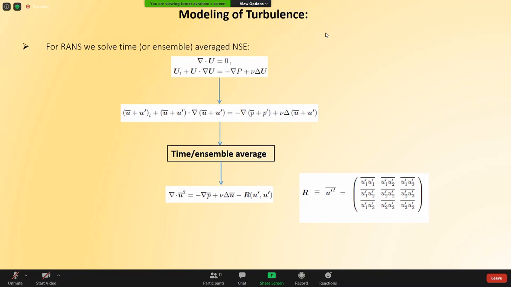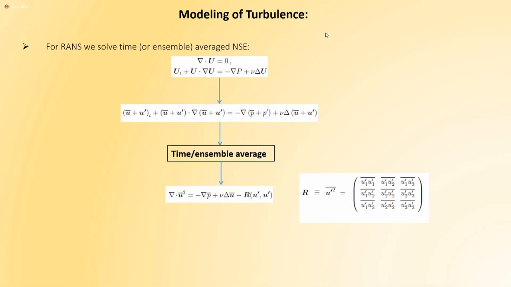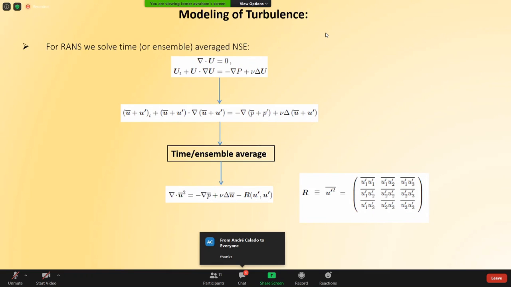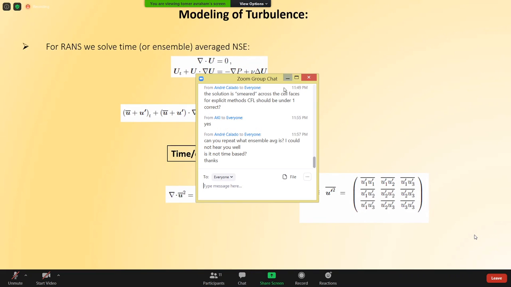Can you repeat the ensemble average? What ensemble average is? It is not time-based. It's like taking an experiment and repeating it over and over, getting a result every time, and then dividing by the number of times you took the experiment, instead of just making one experiment and then doing a time average of it. Okay?